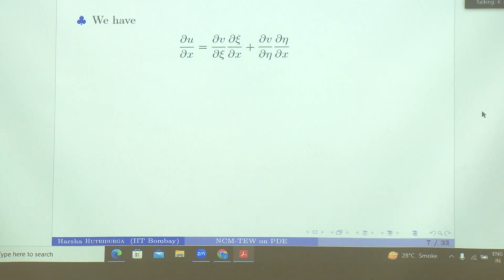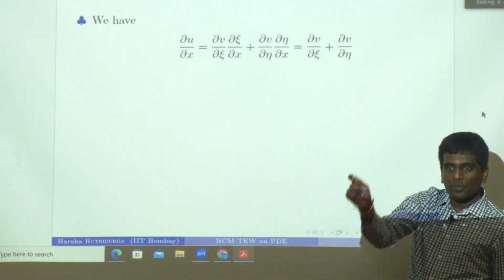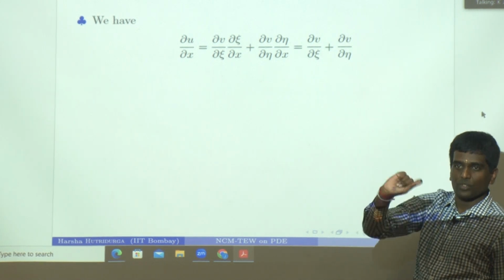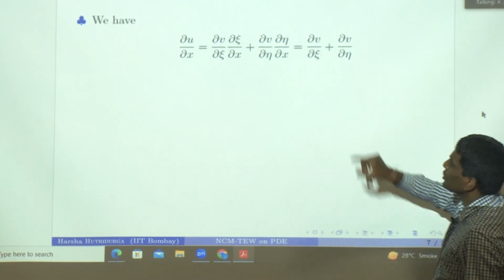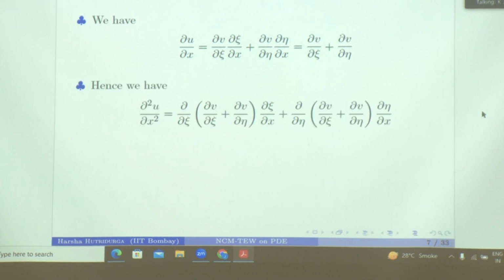Okay, and using that we get this, because those two are just one, because that was x minus ct and x plus ct, those were the change of variables. So you get this. You have got an expression for du by dx, but you are after d square u by dx square because u solves the wave equation. It's the second order derivatives that are involved.